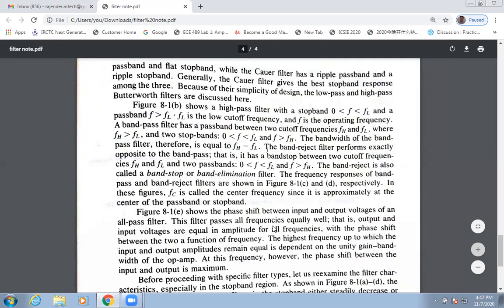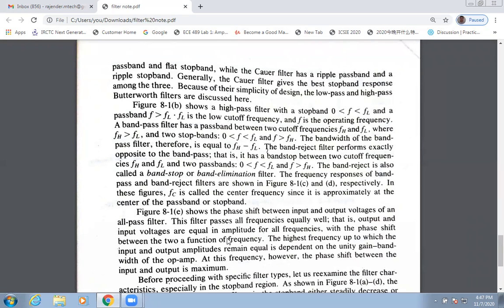This filter passes all the frequencies equally well, that is, output and input voltages are equal in amplitude for all the frequencies, while there is a phase shift between the two as a function of frequency. The highest frequency up to which the input and output amplitude remain equal is dependent on the unity gain bandwidth of the op-amp. This point must be noted. At this frequency, however, the phase shift between input and output is maximum.